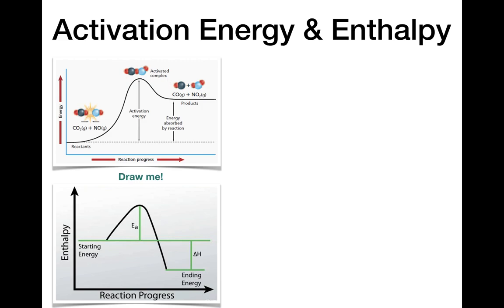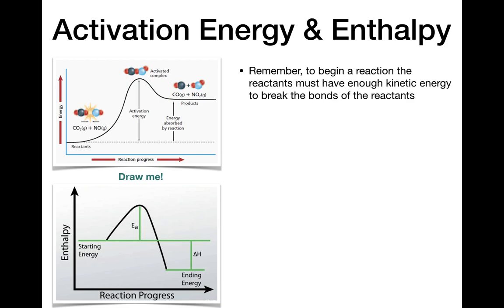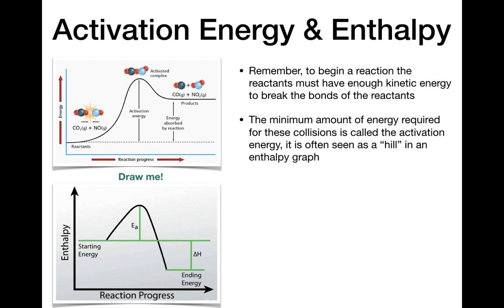Okay, so I want you to draw the top graph here, or find the top graph. This one you already have in your notes from earlier. So remember, to begin a chemical reaction, we have to have enough kinetic energy in the reactants to break the bonds in their reactant compounds. The minimum energy in these collisions to break those bonds is called the activation energy. The symbol for it is capital E, subscript a, for activation.